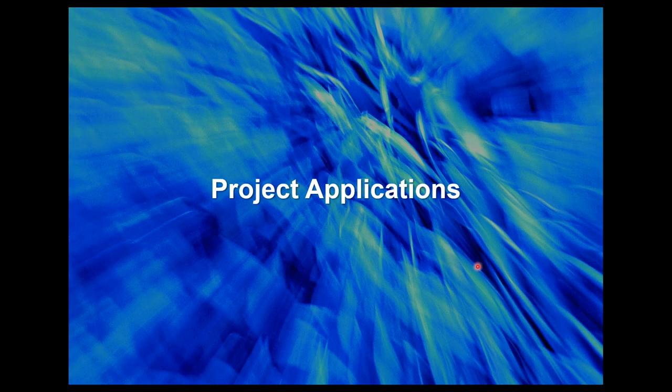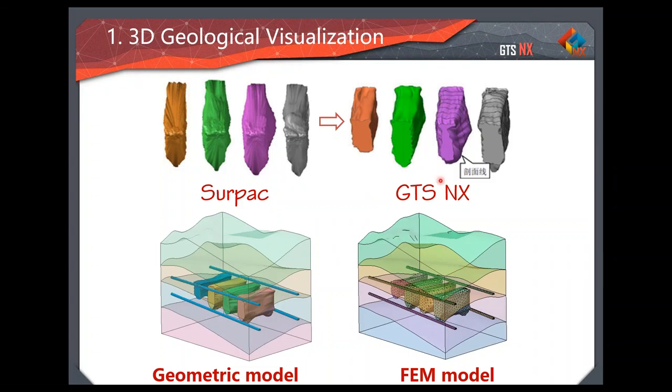And some project applications. Let's say Setback is a very famous tool to get a mining plan. Let's say we have a stope and we want to find the mining plan for that particular case. Setback is a very good tool. Whatever files you get from Setback can be directly input into your GTS NX, and from GTS NX we can generate your geometric model, and from the geometric model we can get to your finite element model.